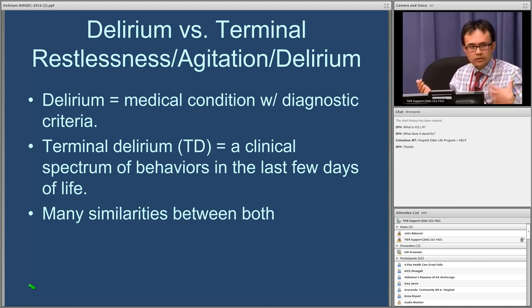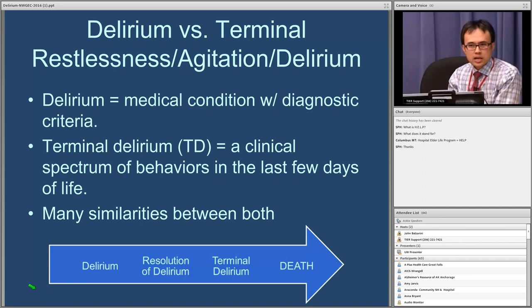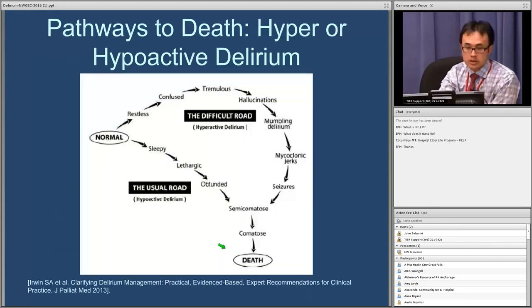But there's a lot of overlap between the two, because many people can have delirium, have it resolve, and be pretty much status quo, then have another case of delirium, then die. And only in retrospect are you able to determine that, oh, maybe that was terminal delirium. There are some other signs associated with it, that a person is in the last stage of life, and hopefully you can find those signs. But sometimes it's only in retrospect that we recognize that it's terminal delirium.